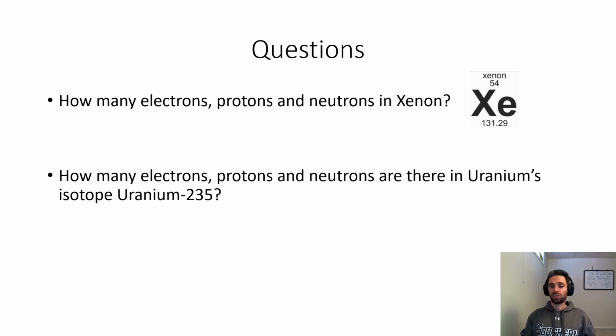How many electrons, protons, and neutrons are there in uranium's isotope uranium-235? Here's the chemical symbol for uranium, which normally exists on the periodic table as uranium-238.